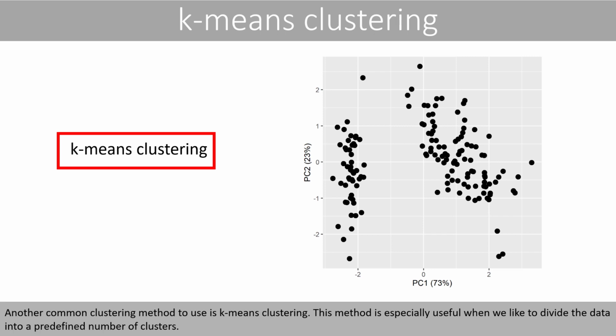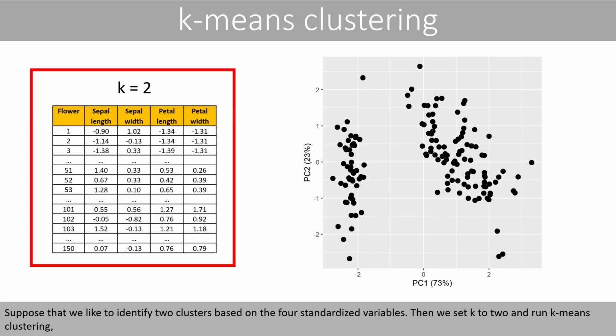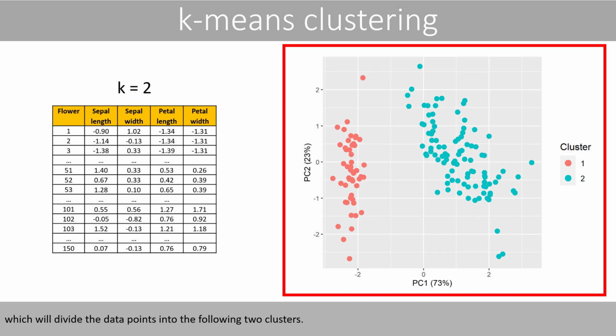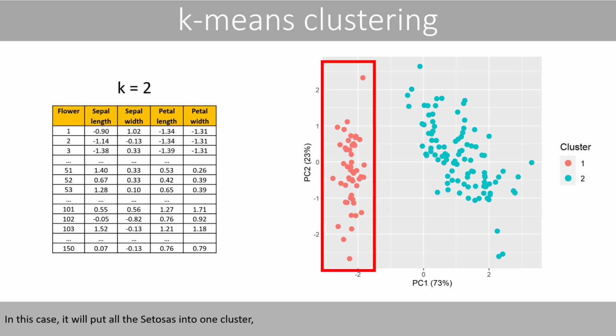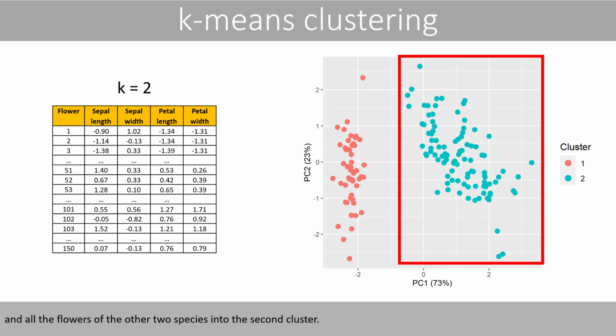Another common clustering method to use is the k-means clustering. This method is especially useful when we would like to divide the data into a predefined number of clusters. Suppose that we would like to identify two clusters based on the 4 standardized variables. Then we set k to 2 and run k-means clustering, which will divide the data points into the following two clusters. In this case, we will put all the setosas into one cluster and all the flowers of the other two species into the second cluster.